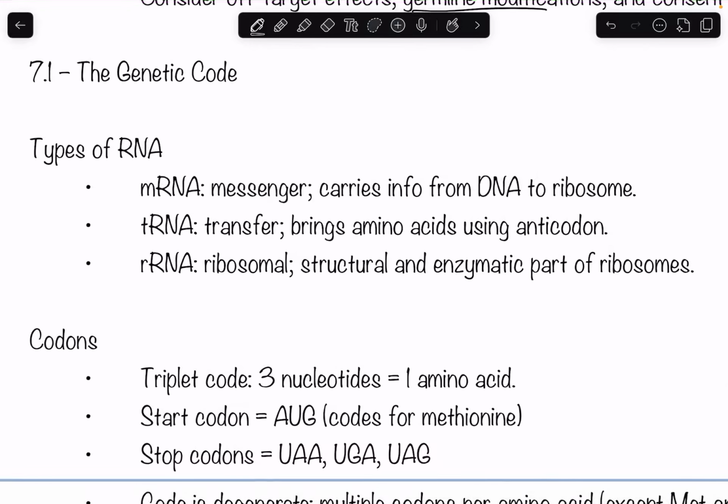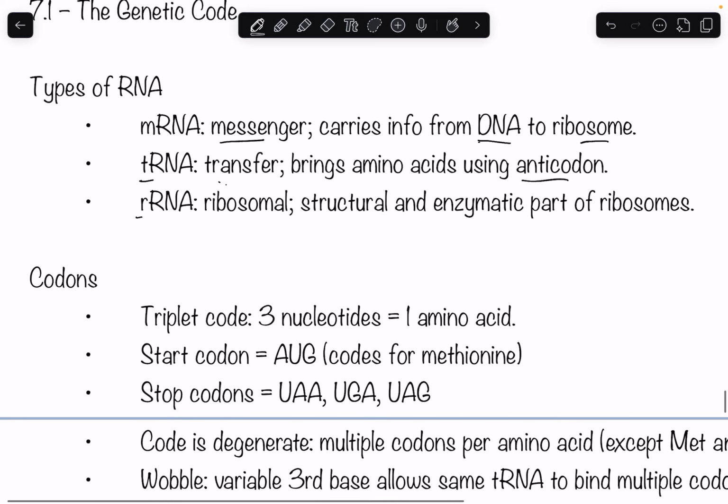Okay, so first we're going to go over the different types of RNAs that you have. So you have messenger RNAs, which carry information from the DNA to your ribosome. We have tRNAs. This means transfer. tRNAs transfer amino acids using an anticodon. Okay, so you could think transfer, move. The easiest one to remember here is ribosomal RNAs, or rRNAs, which are just the structure and different enzymatic parts of your ribosome.